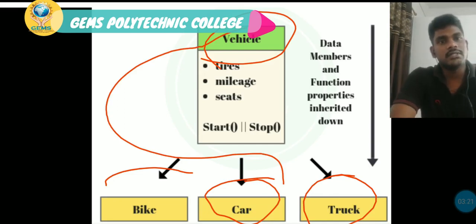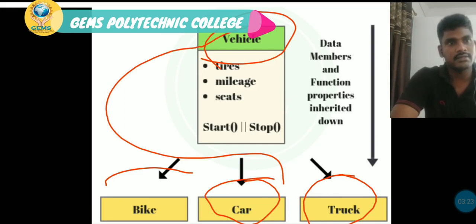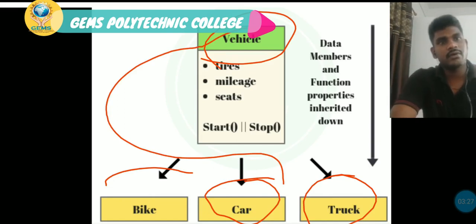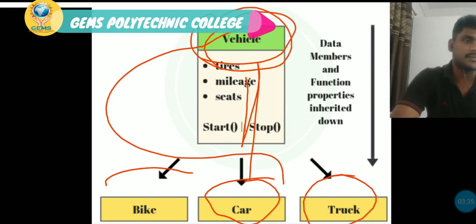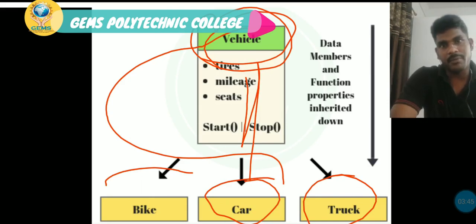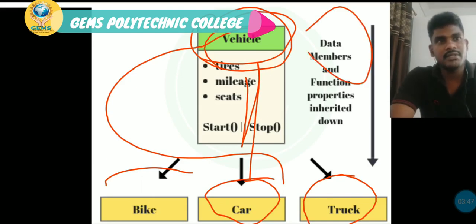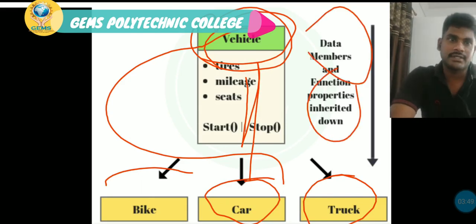Now, these three derived classes are acquiring the properties of the base class. This is the base class and these three classes are acquiring properties. This concept is called inheritance. What are the properties? Properties are nothing but data members and member functions.